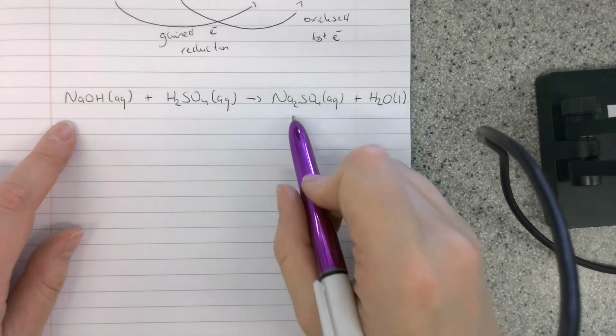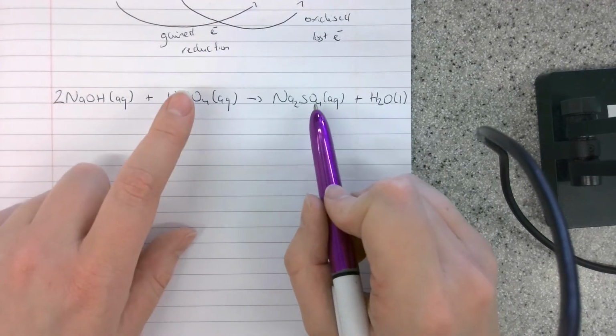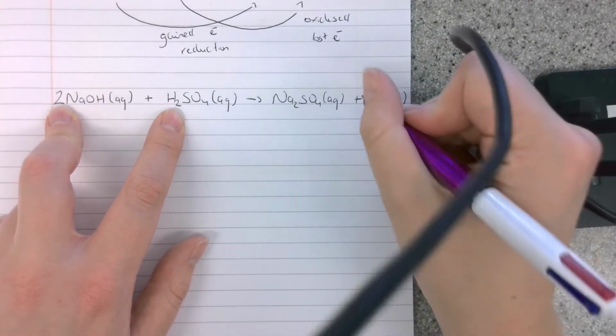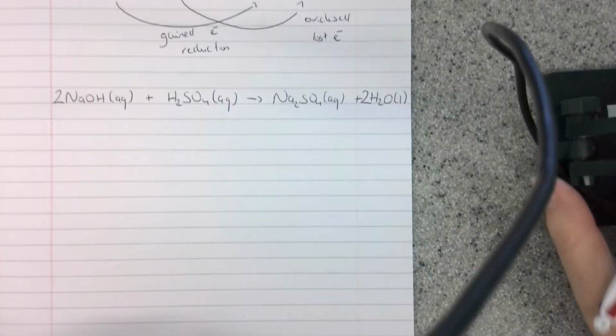So at the moment it's not balanced, I've got a 2 there. I need to have a 2 there, so I've got 2 sodiums on each side, a sulfate on each side, 4 hydrogens. I've only got 2 there, so I need a big 2 there, and then I've got 2 oxygens there and 2 there. Now I've got my balanced equation.